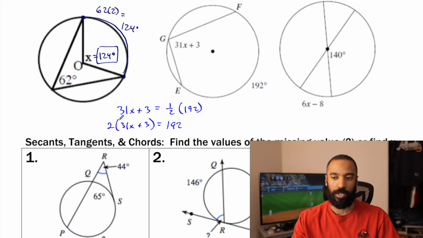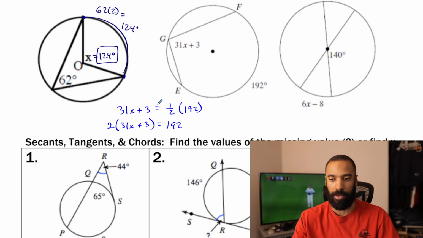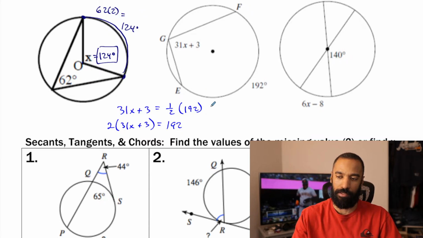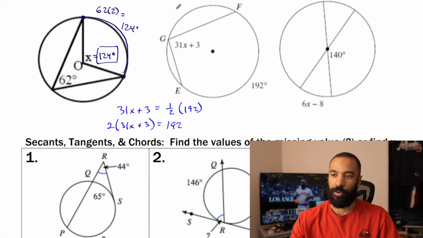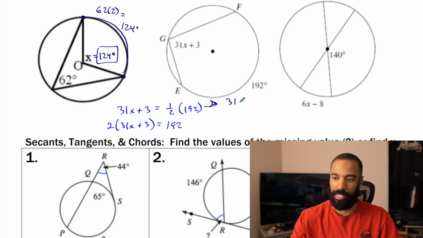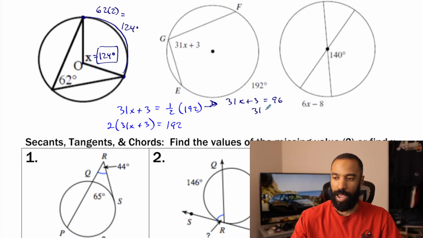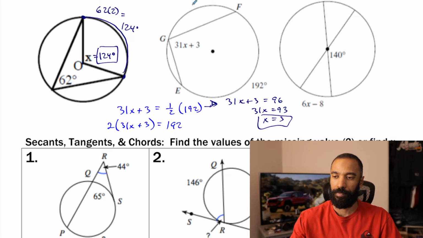If you're too confused on what to do here, the idea is you would have to quantify doubling it. I guess that's the big point I wanted to make. I'll do both. So in this first one here, if I take half of 192, I get 96. So 31x plus 3 equals 96. Subtract 3, divide by 31, you get x equals 3.